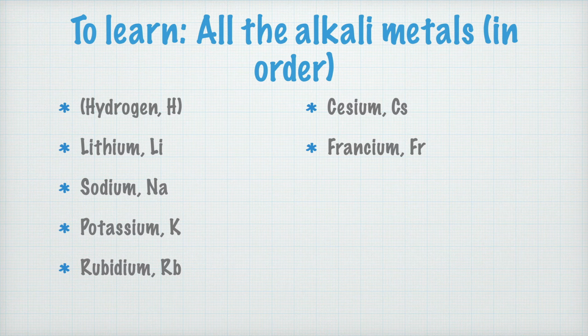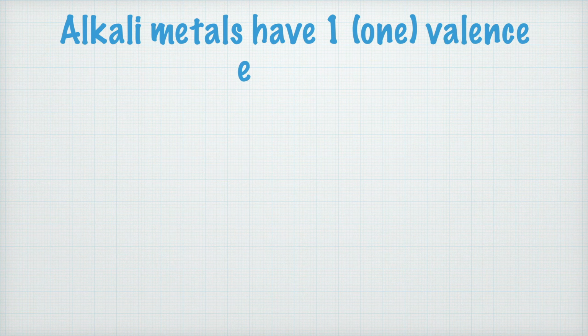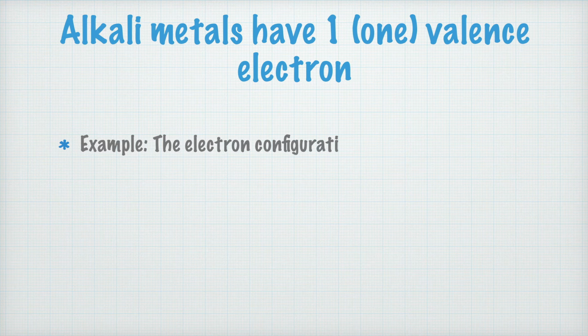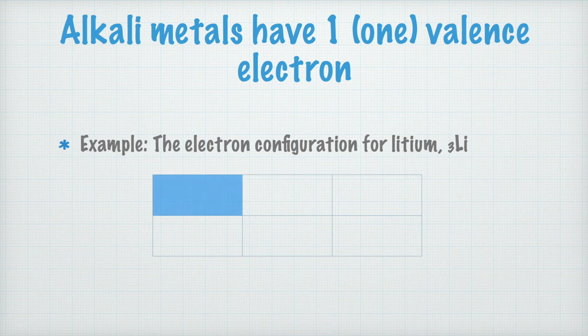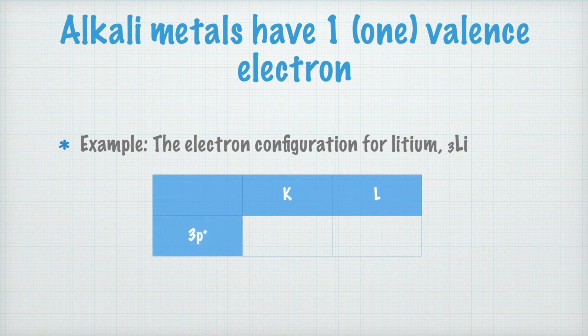francium Fr. The alkali metals have in common that they only have one single valence electron. Let's, for example, look at the electron configuration for lithium to see that. Lithium's atomic number is 3, which means that it has 3 protons in its nucleus. Thus, it also has 3 electrons to be distributed in the different shells, and as usual, we start with the innermost shell. 2 electrons in the K shell, which then is full. The last electron ends up in the L shell, like this.